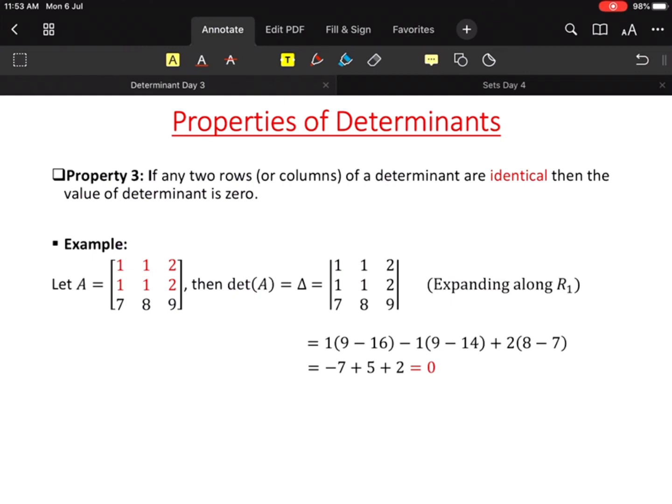So the determinant of this will be what? I'm expanding along R1. Here there is no 0, so we can expand along any way. If I expand along this one, what do I get? First position, it will be positive 1. So 1 comes here. Then you cut these ones: 1 into 9.